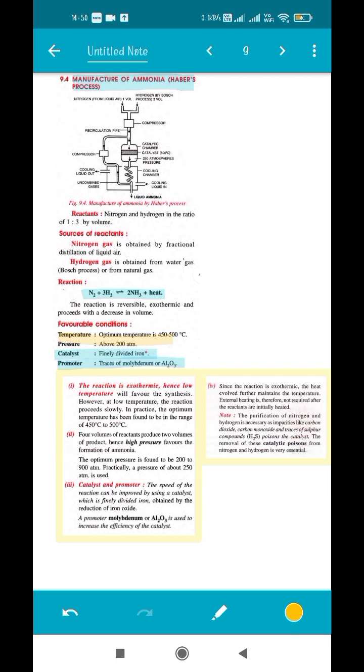So initially we will apply a temperature of 450 to 500 degrees Celsius. But as the reaction continues, the heat produced in the reaction is sufficient to produce more and more ammonia. You don't have to heat anymore later on.